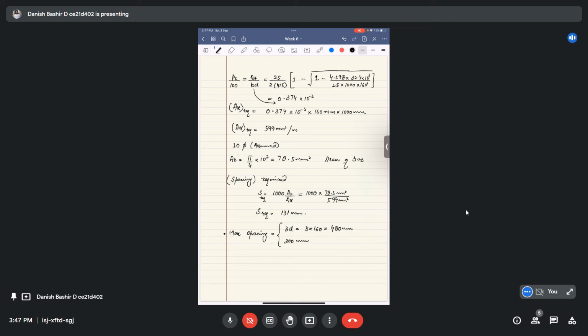So we can even reduce it and put it as a multiple of 25 for detailing purposes and other things. We will provide 10 mm dia bars at the rate of 125 mm center to center for main reinforcement. This is the main reinforcement that we have to provide for our slabs.